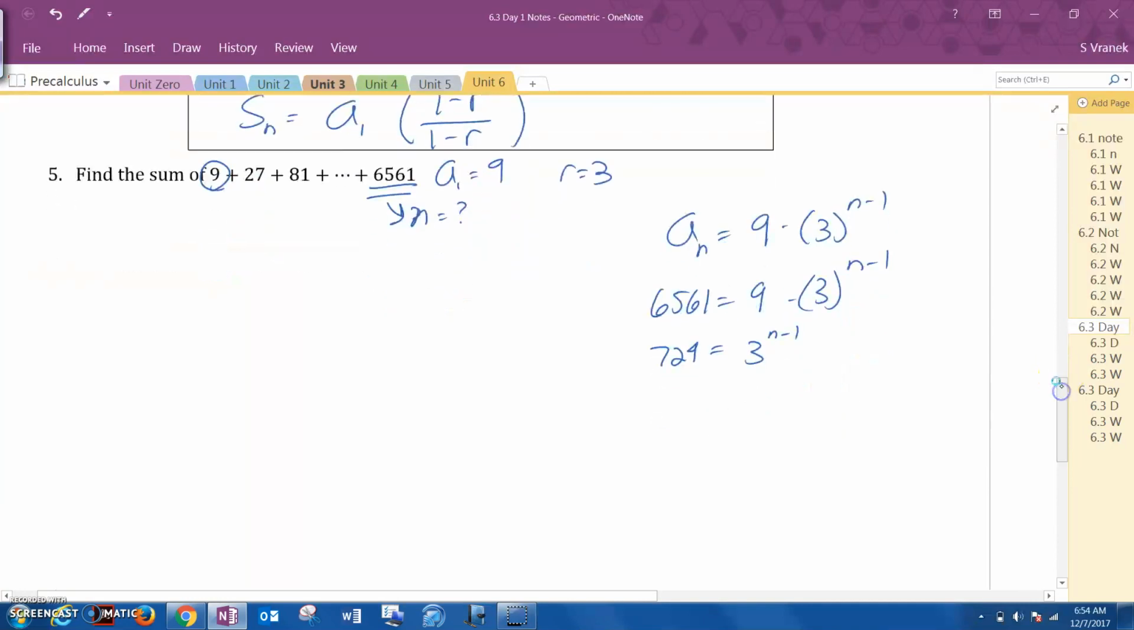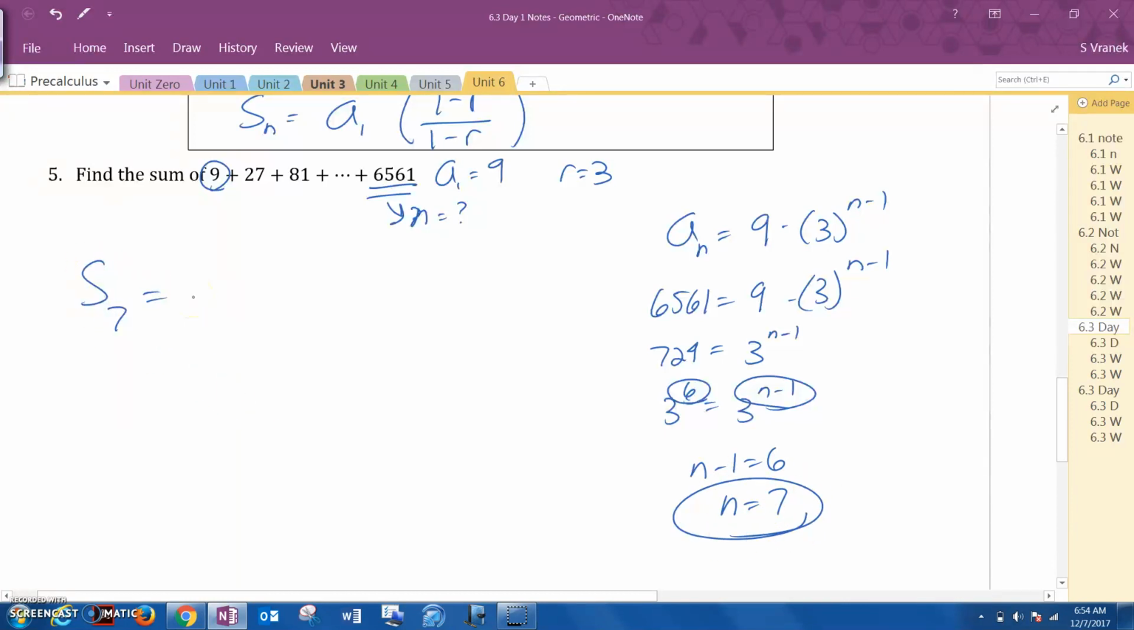And then remember, when you're solving these problems, you could use logs, but 729 is a multiple of 3, so you just have to figure out how many 3's it is. If you look in your calculator, try it out, this is 3 to the 6th, which is 3 to the n minus 1. Now you can set your exponents equal, so I get n minus 1 equals 6, or n equals 7.